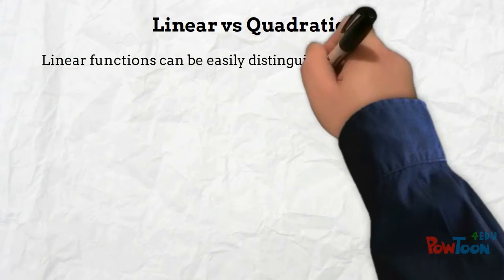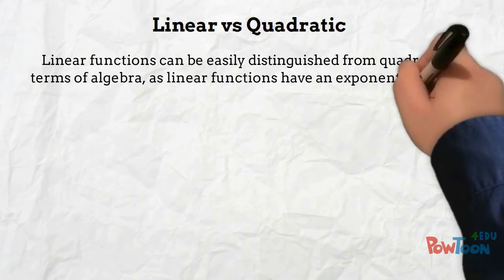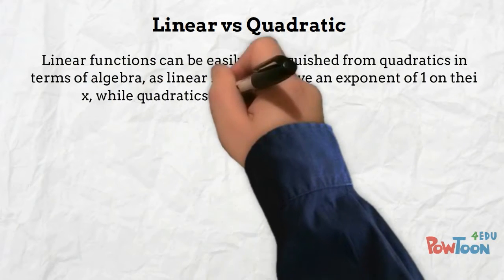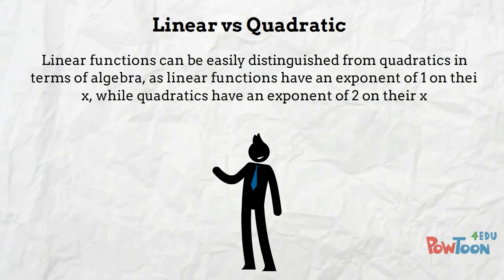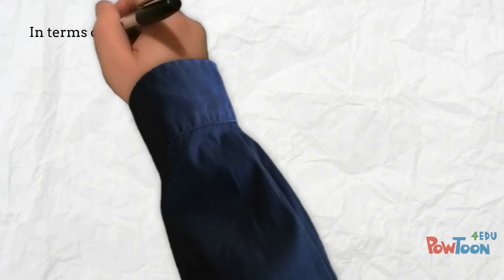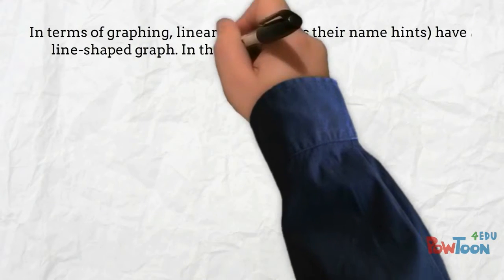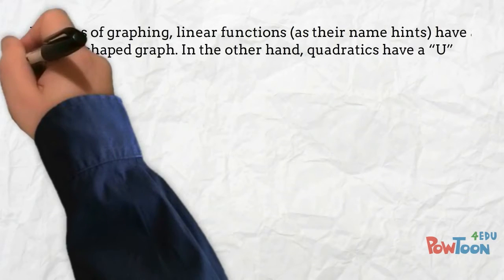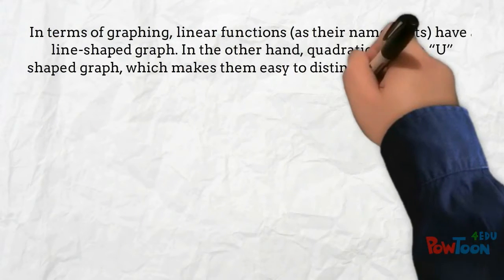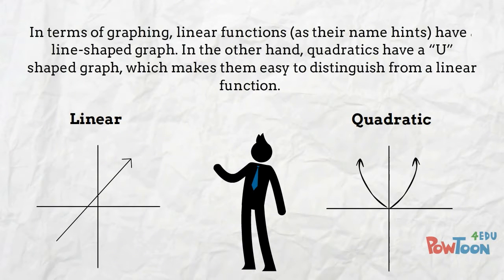Linear functions can be easily distinguished from quadratics in terms of algebra, as linear functions have an exponent of 1 on x, while quadratics have an exponent of 2 on x, such as the examples below. In terms of graphing, linear functions, as their name hints, have a line-shaped graph. On the other hand, quadratics have a U-shaped graph, which makes them easy to distinguish from a linear function, as you can see in the graphs below.